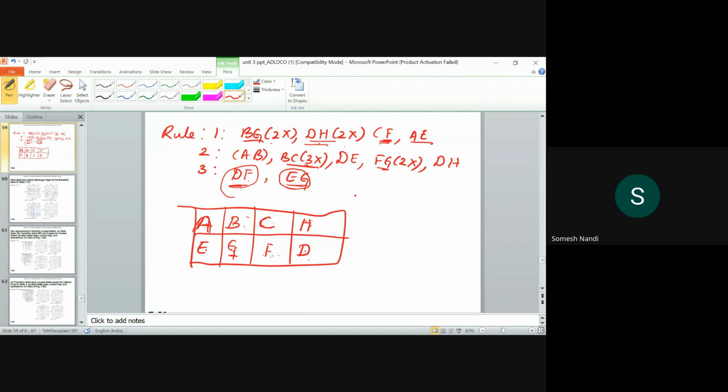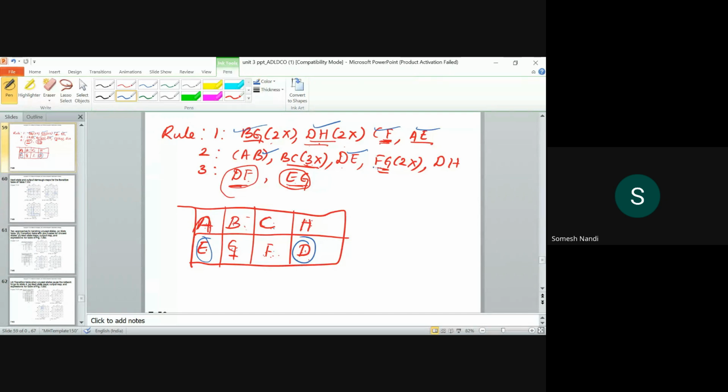Then, if you just see, F and G are adjacent. We will go on ticking which is adjacent. D and H, done. B and G are adjacent, done. Then A and B are adjacent, done. Then A and E are adjacent. Then C and F are adjacent, correct? Then D and E, you check. D is here, E is here. They are also adjacent. With this placement of your states, see, D and E is also adjacent.